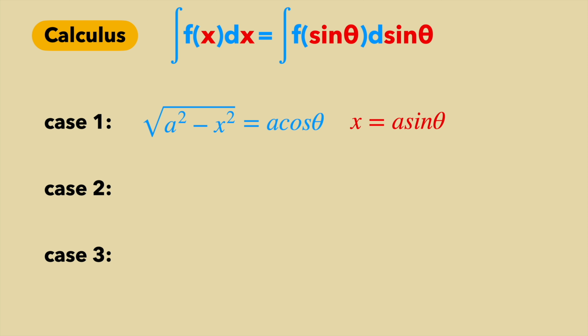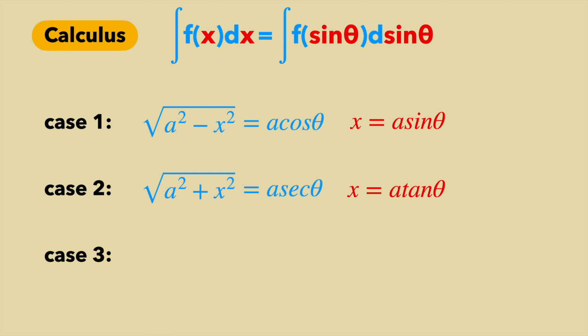And second, when you see there is square root of a squared plus x squared in the integral, or some other patterns in terms of a squared plus x squared, you need to do the trig sub by setting x equal to a times tangent theta. So square root of a squared plus x squared equals a times secant theta. Then you will take the terms out of the square root too.